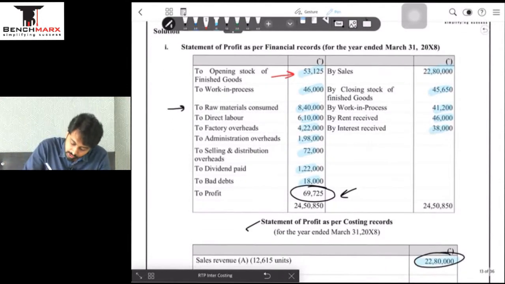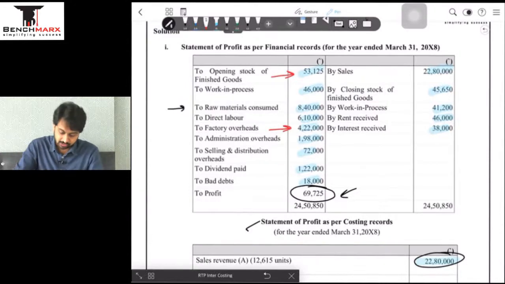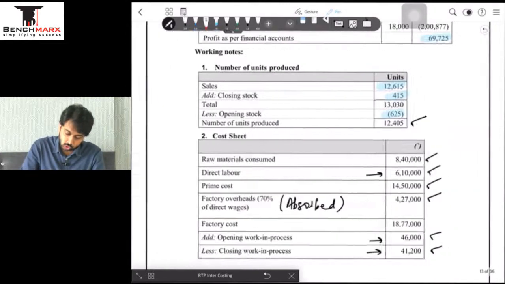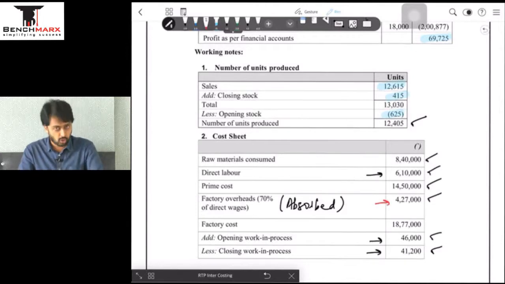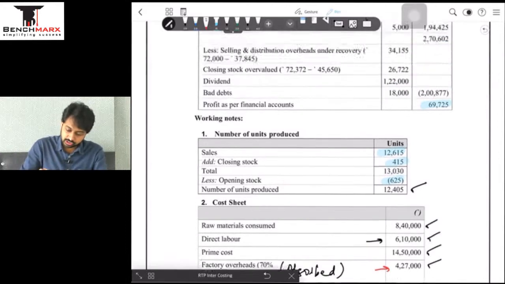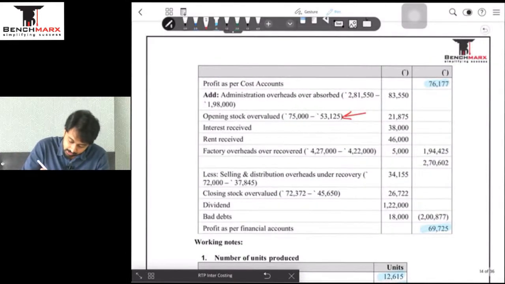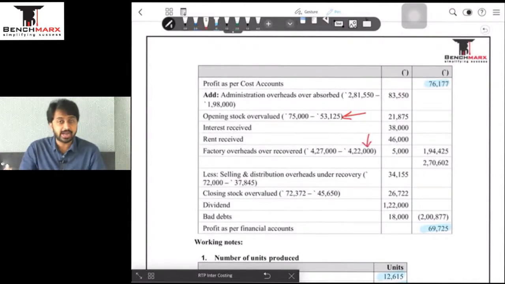Overheads here will come to 422 as per financial, and FOH absorbed amount is 427 as per cost, which means the expense is more in cost. Expense is more in cost, which means the profits are less. If profits are less as per cost, we are going from less to more, so I will do add. So this should also be added. Factory overheads 427, this one, minus 422, and I will get an addition as per this as well.